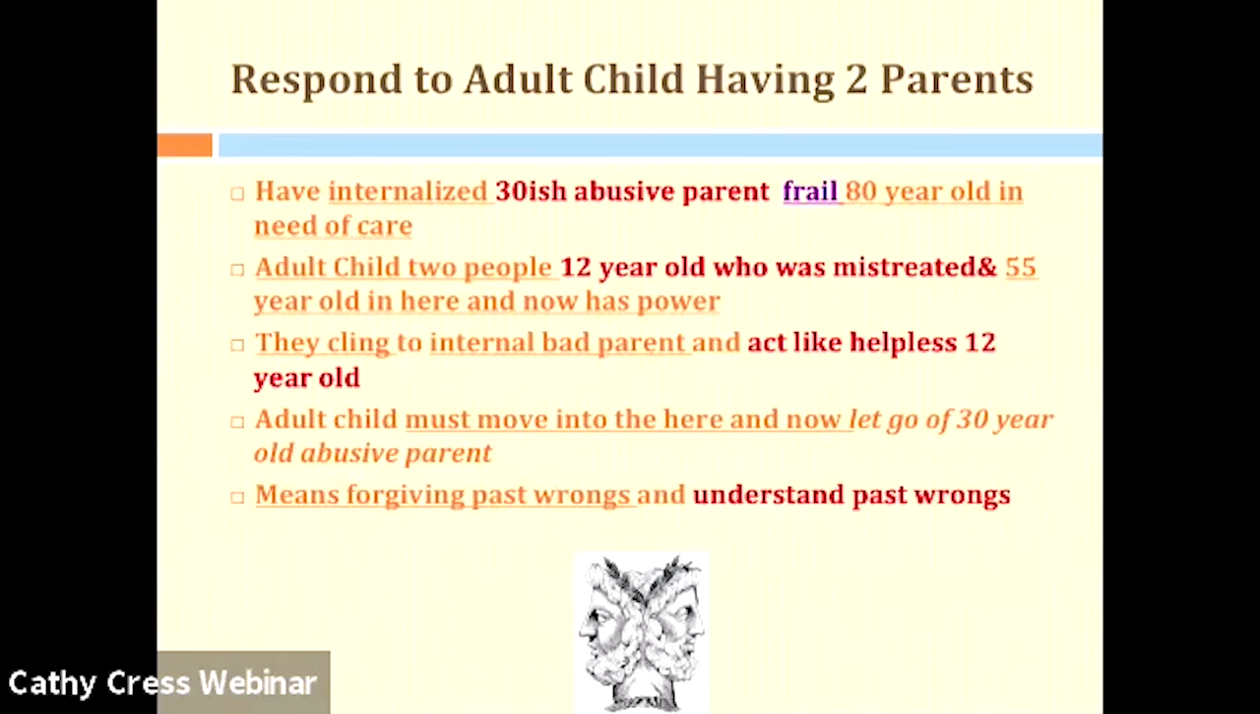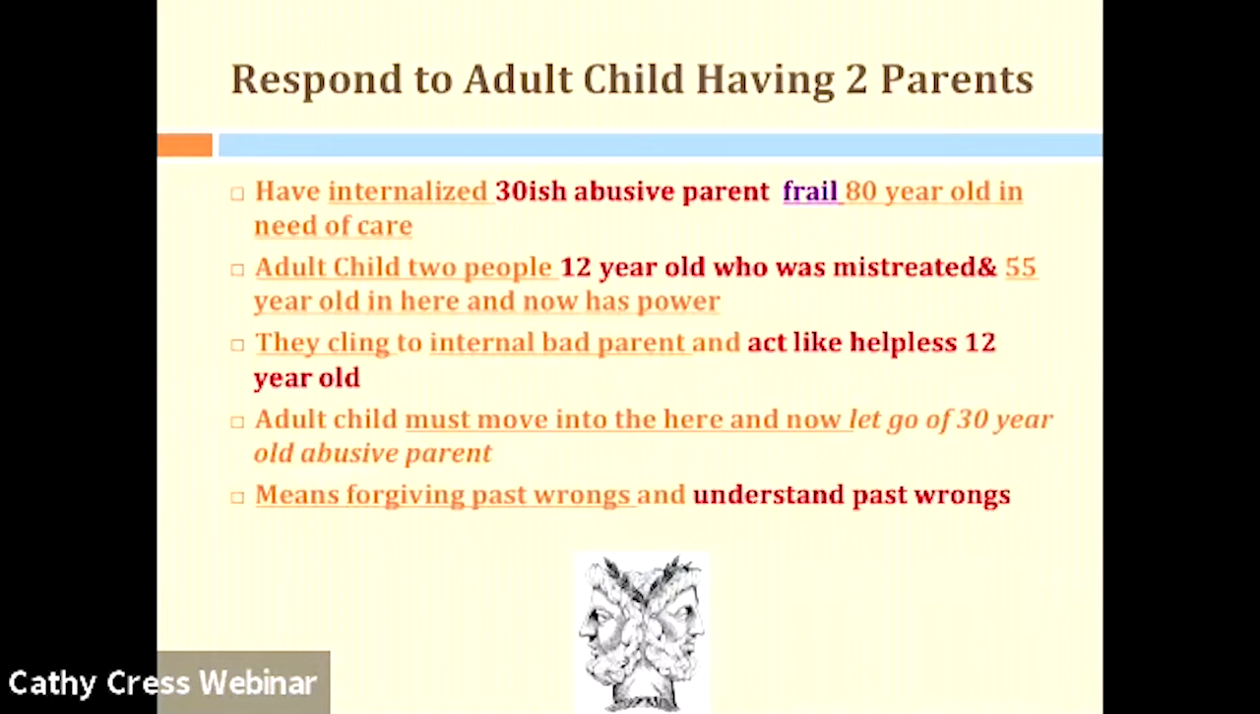And this is the most important thing I have to say to you, because these children have 2 parents and you are 2 people. They have an internalized parent, the parent that was 30 when they were 12, and a parent in the here and now who's old and frail, just like I had with my dad. And you, the child, have this internalized you, the child at 12 who had no power and was feeling like they were abused, and the 55-year-old person in the here and now. And you cling to these internalized you and internalized parents.